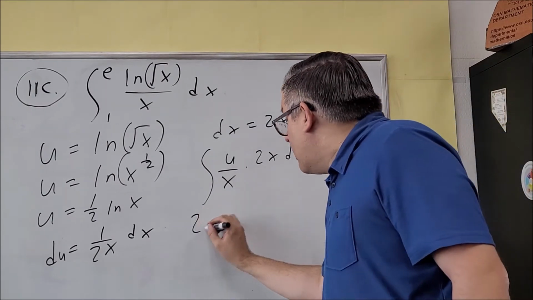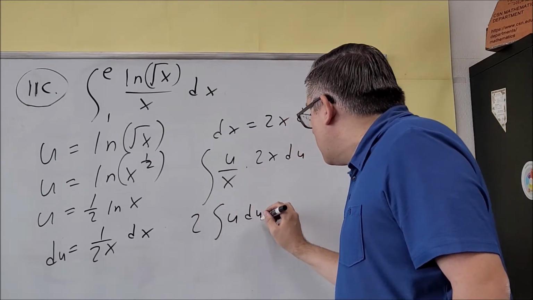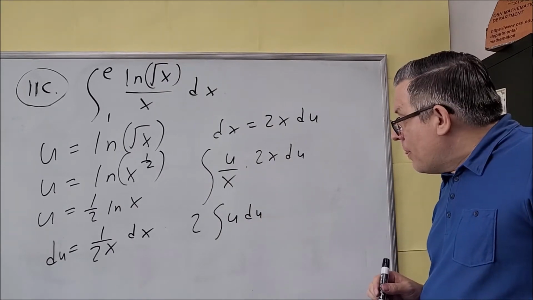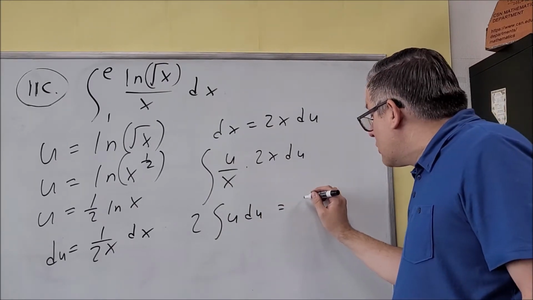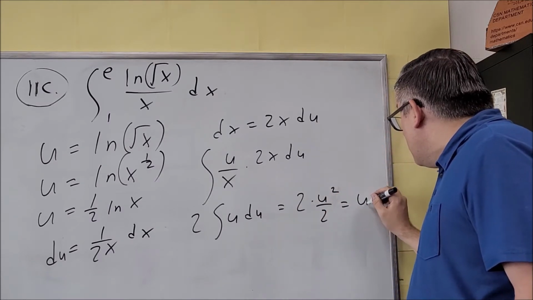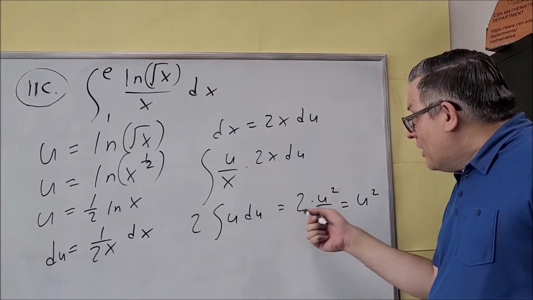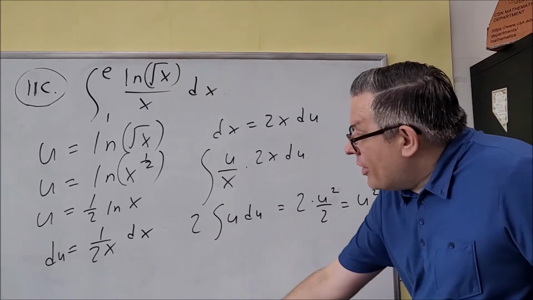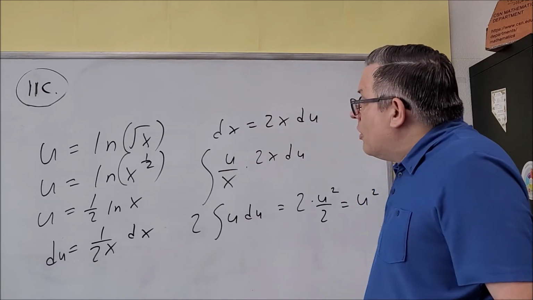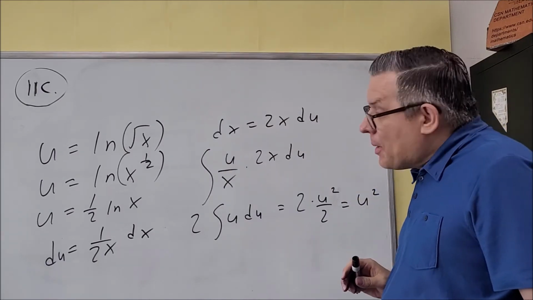The 2 is going to come on the outside, and I have this left over: 2 integral of u du. I'm going to now integrate this. I get 2 times u squared over 2, and I get u squared at the end once I integrate it. But now I have to put in the 1 and the e back in there, and also put the u back in for that.